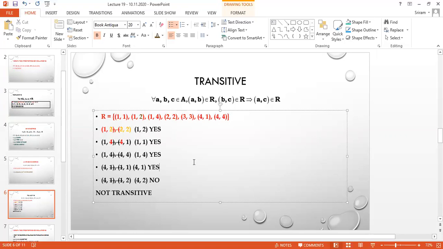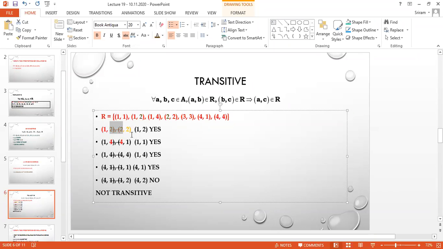What is the second number here? 2. I am going to check which pairs are starting from 2. I am having only one pair starting from 2, which is 2, comma 2, isn't it? When I take 1, comma 2, I am having only one pair, 2, comma 2, starting from 2. So I am going to cancel the common number.